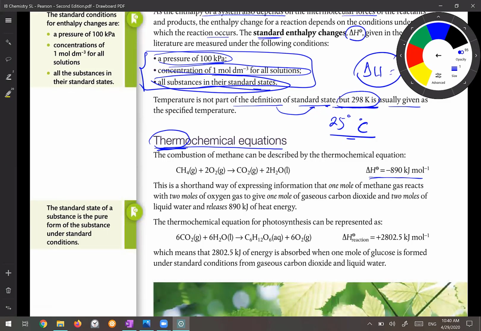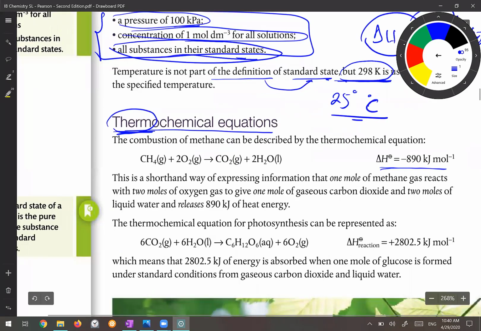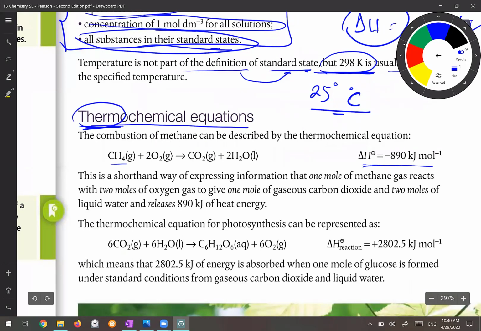So look at this reaction. What do you have here? What is CH4? Methane? The CH4 is methane. It reacts with oxygen. So this is burning. Okay. So you know that burning is an exothermic process. It produces a lot of heat. So look at the delta H. The delta H is negative. And what is the unit?